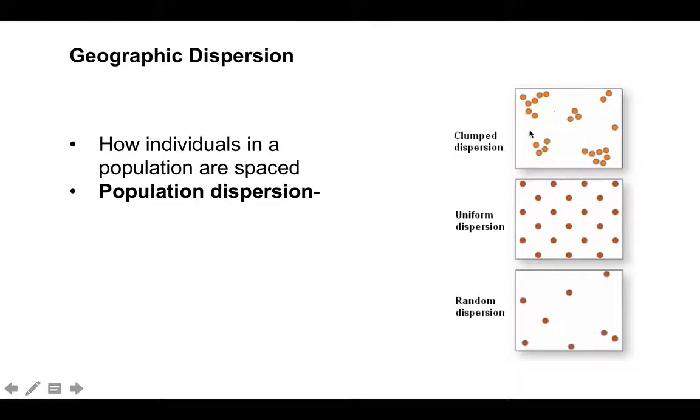And these are the images of each. This is clumped dispersion, where individuals are in these groups or clumps. This is uniform dispersion, where the individuals in a population are spaced uniformly and evenly. And this is random, where the individuals are kind of randomly dispersed. And we'll take a look at each one of these.